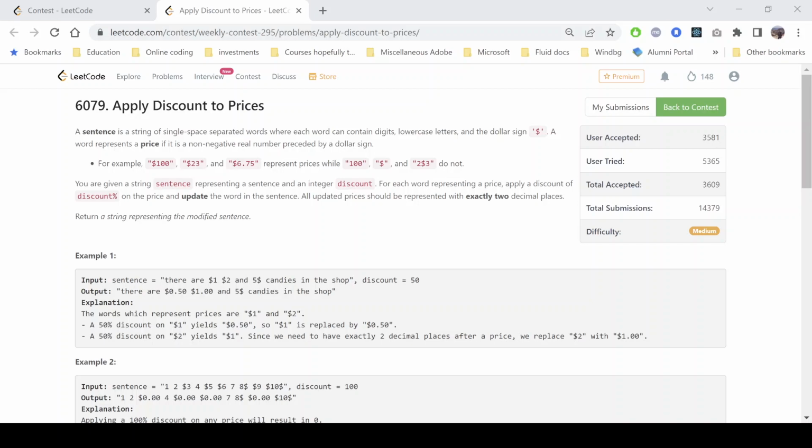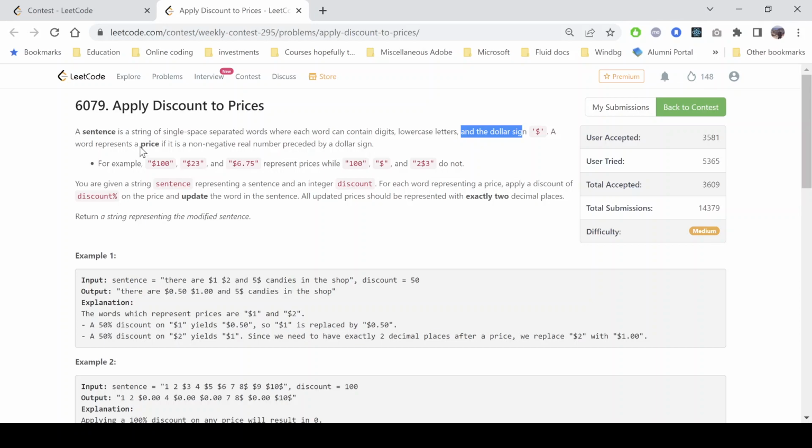In this video, I will discuss the second problem of Leetcode Weekly Contest 295. It's a medium level problem. The problem name is apply discount to prices. So the problem statement says that a sentence is a string of single space separated words where each word can contain digits, lowercase characters, and a particular dollar sign.